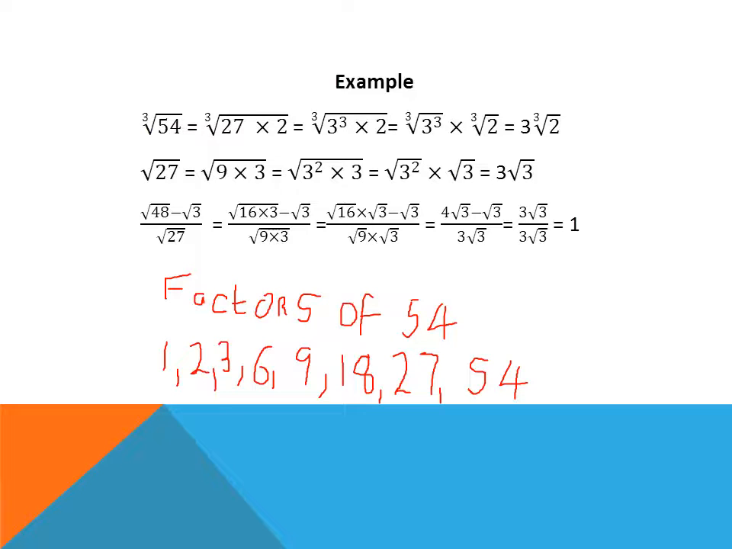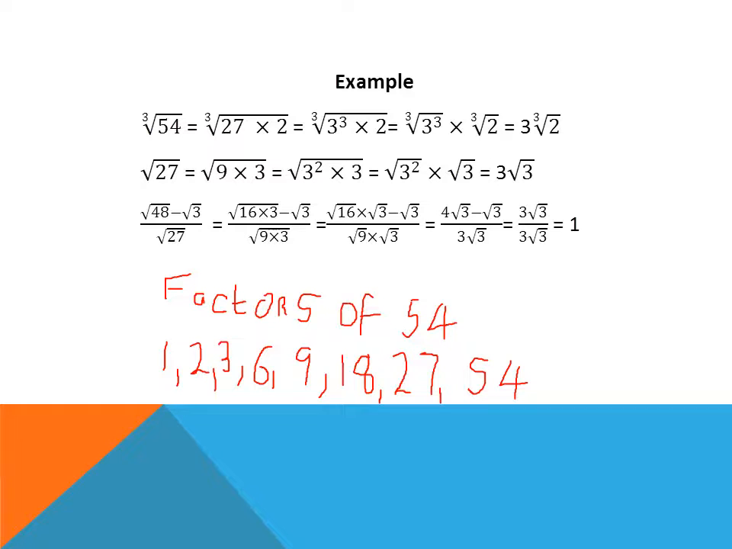So 3 to the power 2 will give us 9. And square root of 3 to the power 2 is 3. And 3 times the square root of 3 will give us 3 square root of 3.